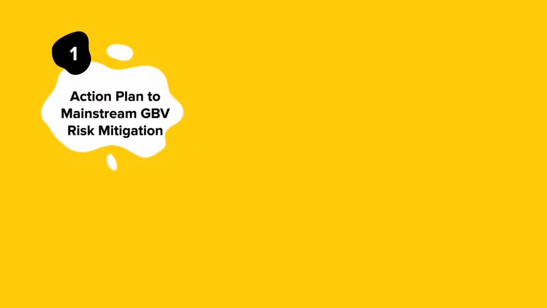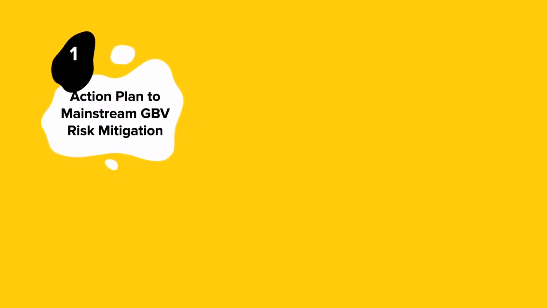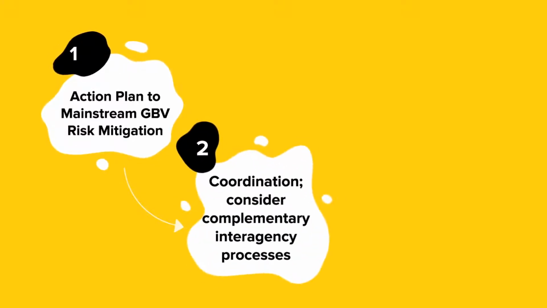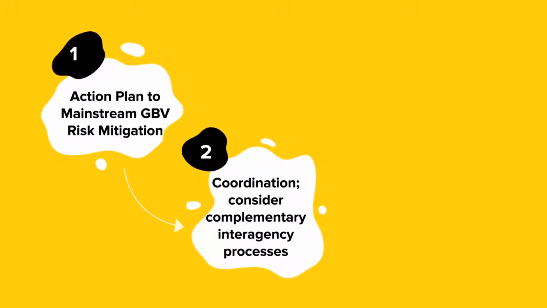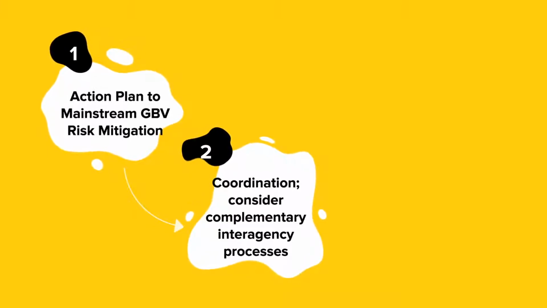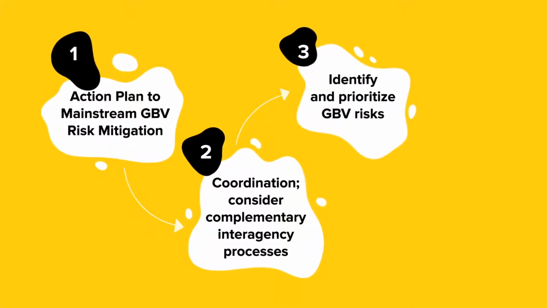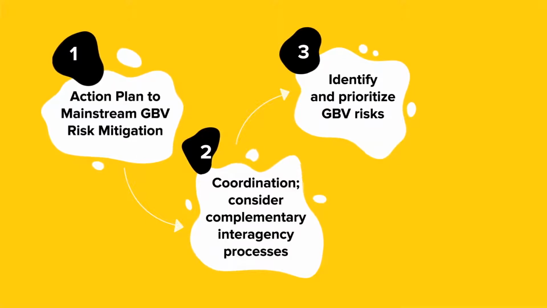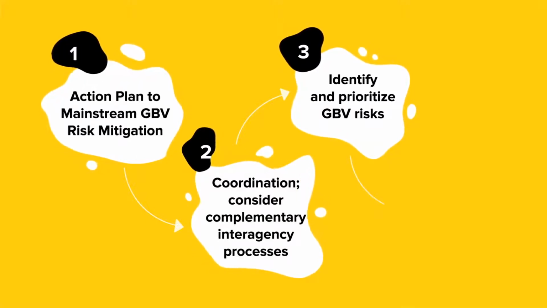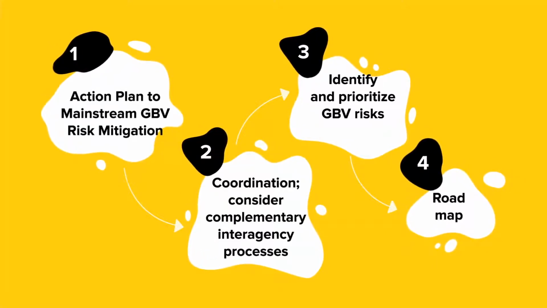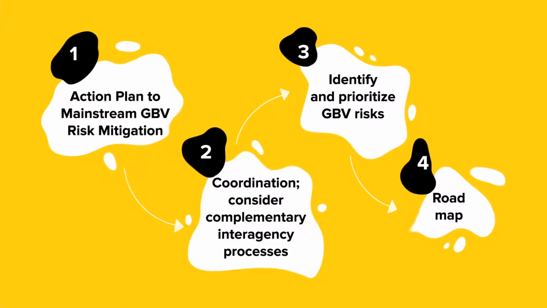The learning objectives of this module are to provide a methodology to develop an operational action plan to mainstream GBV risk mitigation, considering the National GBV Strategy, and agree on a realistic implementation plan, including monitoring and reporting. Identify opportunities to incorporate mainstreaming GBV risk mitigation into the operations coordination activities, considering also other complementary interagency processes. Continue to identify and prioritize key GBV risks and gaps, as well as possible actions for addressing them across key sectors. Review and adapt a 1 to 2 year roadmap with milestones towards mainstreaming GBV risk mitigation within the operation.